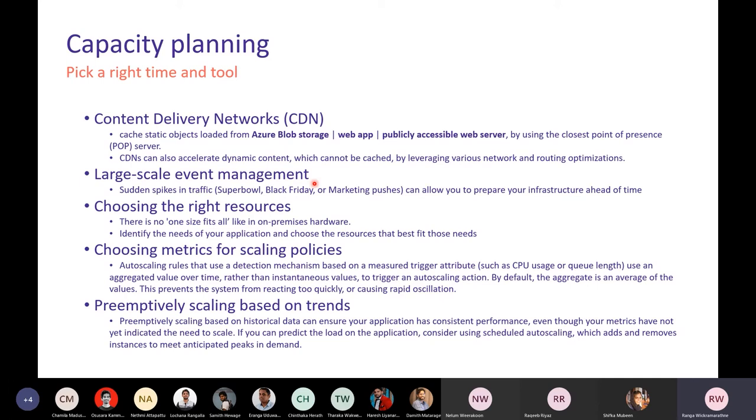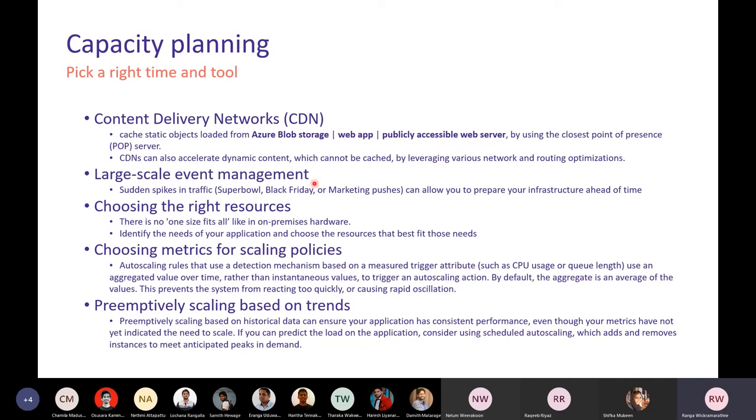And of course, choosing the right resources. Like I said, there is no one size fits all. There is no one database that fits all, or one particular web app type. Even in a single web app, there are multiple types of service plans. It might be compute optimized, or memory optimized, based on your requirement. If you have certain scientific calculations to do, you should pick one of the D-series service plans, which is compute optimized. If you have lots of things to do in memory, some string operations, something like that, you should select a memory optimized one. That matters a lot, choosing the right resources.